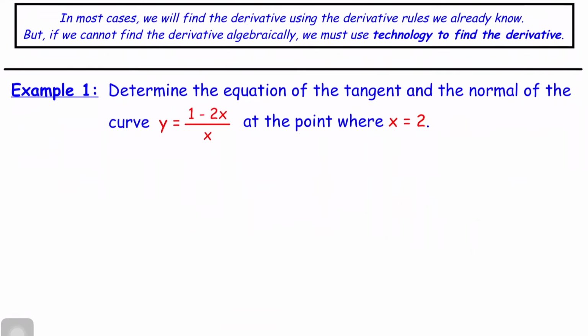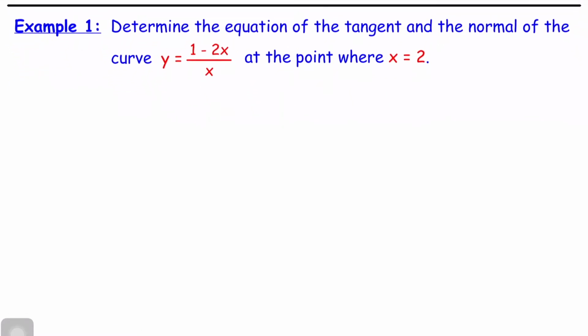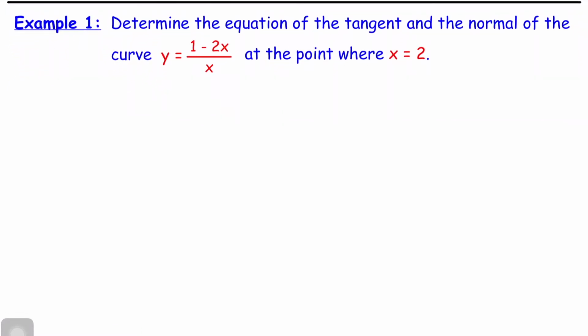So in most cases, we will find the derivative using the derivative rules that you already know. Well, so far we only learned one, but there are definitely more derivative rules that you're going to learn in chapter 20. But if we cannot find the derivative algebraically, your graphing calculator is also capable of helping you to determine the gradient of the curve. Okay. Let's take a look at our very first example.